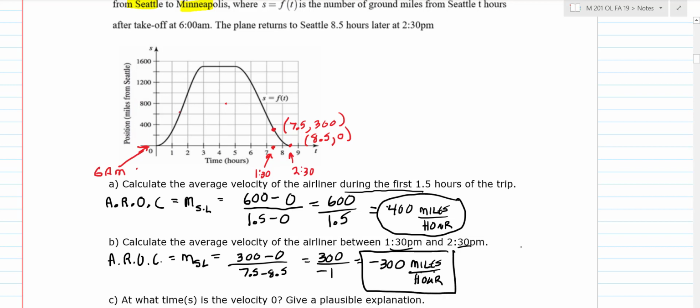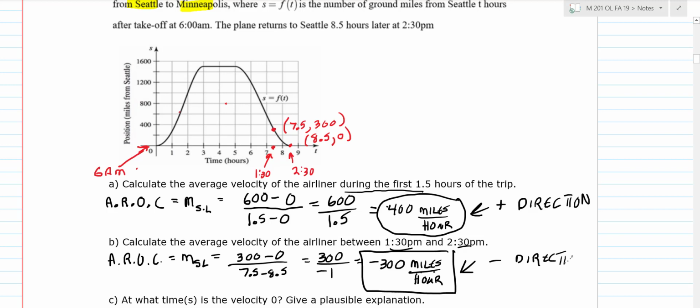Yeah, it has to do with position. See, this is going in the positive direction, so this is going away from the airport. This is actually returning to the airport. So that's what that means.